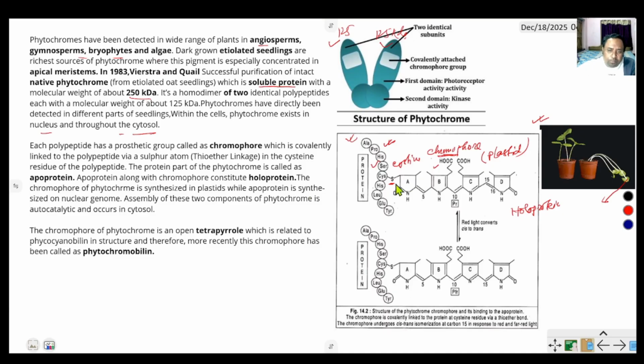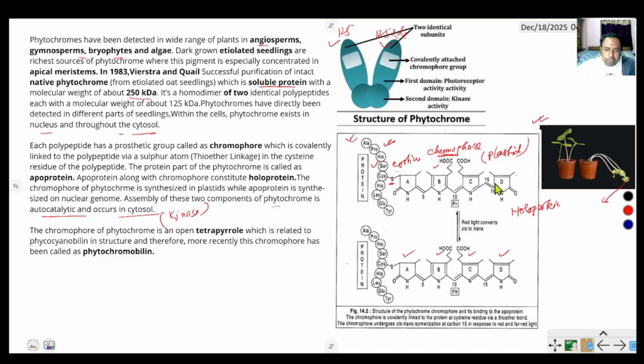And these are joined by the thioether bond of the cysteine residue. Assembly of these two components of phytochrome is autocatalytic, and autocatalytic means that kinase enzymatic activity is present in this phytochrome. Phytochrome has a tetrapyrrole ring: 1, 2, 3 and 4. Four pyrrole rings are present.